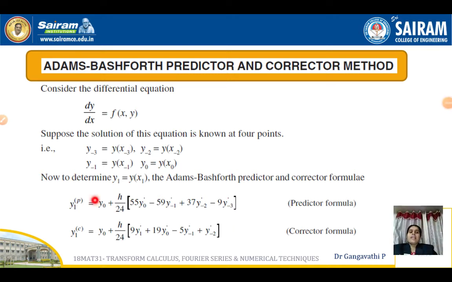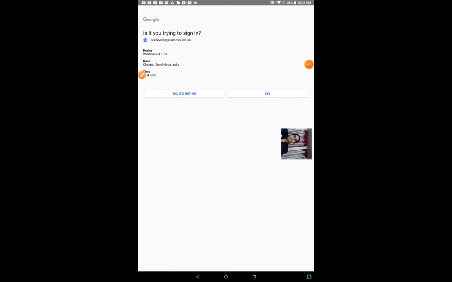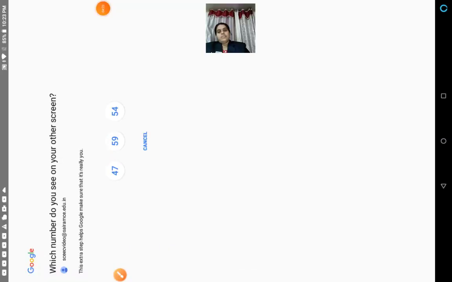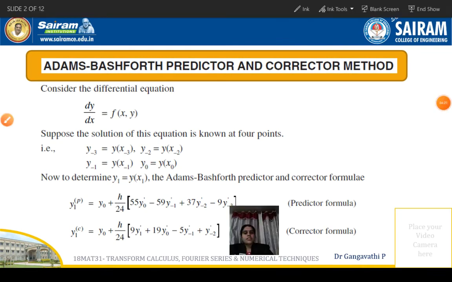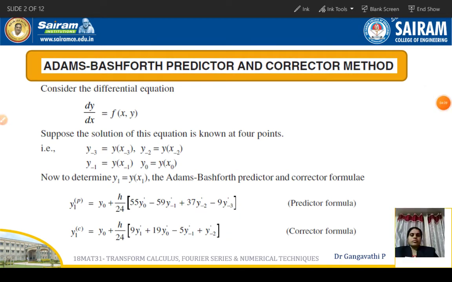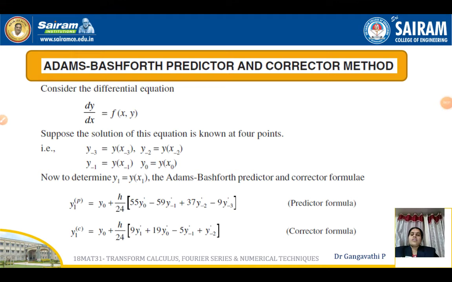so let us evaluate y1. y1 at p is equal to y0 plus h by 24, 55 y0 dash minus 59 y minus 1 dash, plus 37 y minus 2 dash, and minus 9 y minus 3 dash. Similarly, the corrector formula is given by y0 dash. So let us continue to evaluate y1 at p and y1 at c.